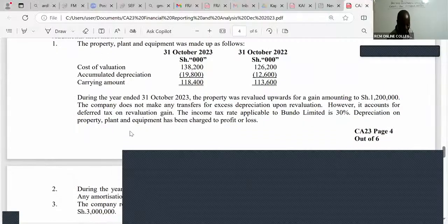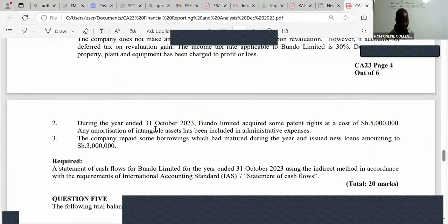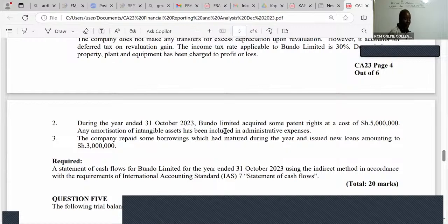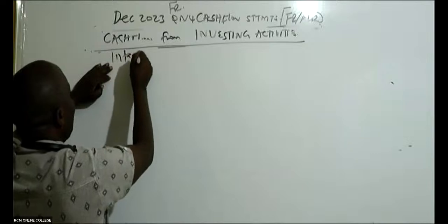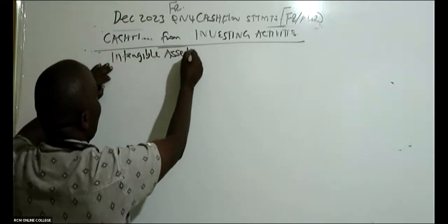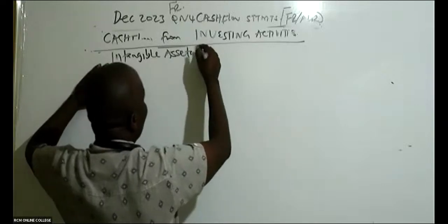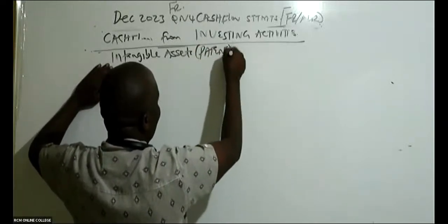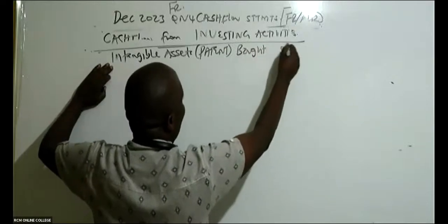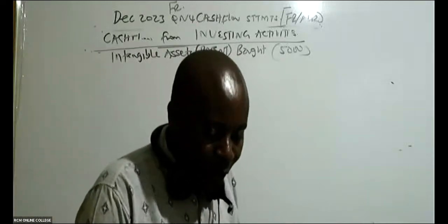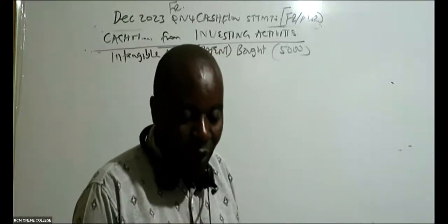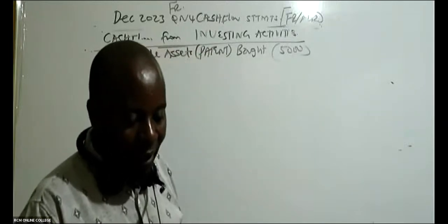You can see, ladies and gentlemen, here we are told, during the year 31st October 2023, Bundo Limited acquired some patents. So in this case here, we bought some patents, intangible assets bought. That's an investment, intangible asset, which is a patent bought. And if you remember very well, it was 5,000. It is a cash outflow. The format has a mark.